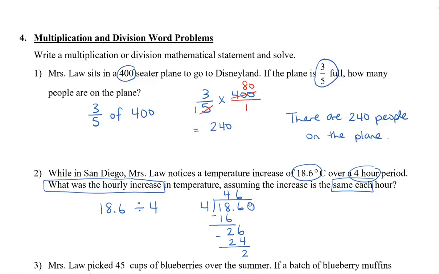And we need to bring down another 0. So we're going to add a 0. Bring that down. And 4 goes into 20 5 times. Now remember, this is a decimal number, 18.6. We're going to bring that up here to be 4.65. That means the hourly increase was 4.65 degrees Celsius per hour increase. And that's how you solve a couple of rational word problems.